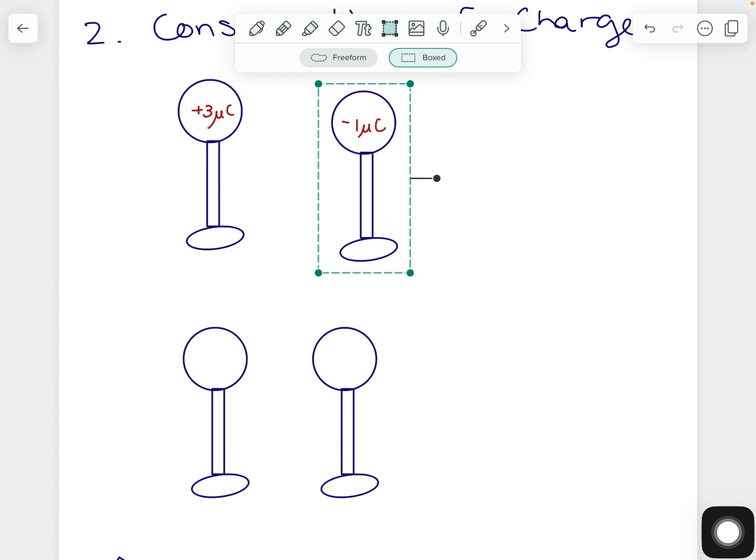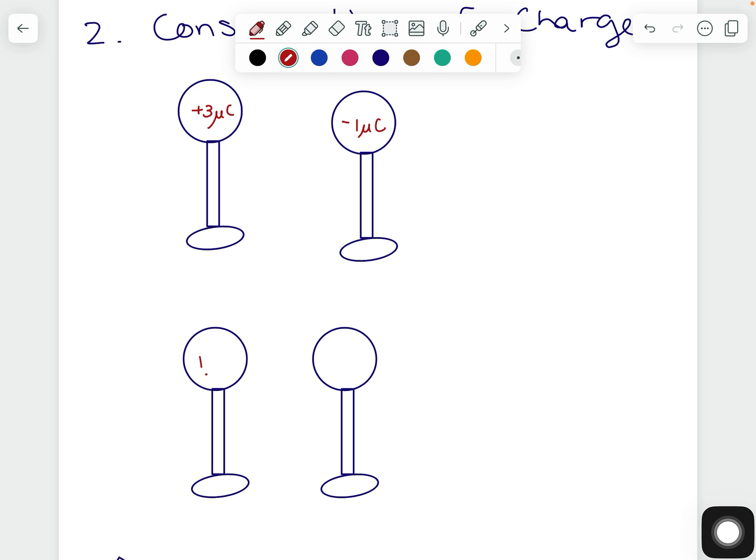We have to have the same amount of charge that we started with. We have 3 microcoulombs and negative 1 microcoulombs. The total amount of charge is 2 microcoulombs. So each one would evenly distribute this as 1 microcoulomb.